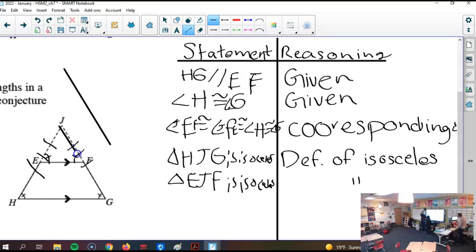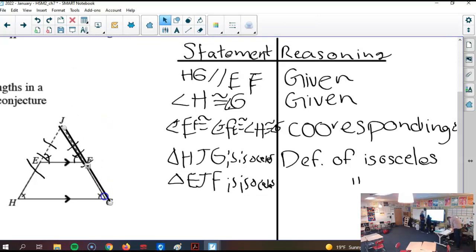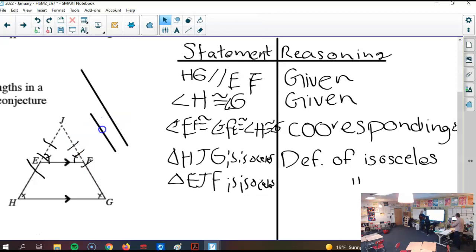Okay, then we got this length here, right? So this is JE. This length is congruent to this length, right? It's 2 times this, right? No, we don't know that. Well, yeah, we know that this length minus this length is the same as this length minus this length because they're congruent. Yeah, but how do we write that?